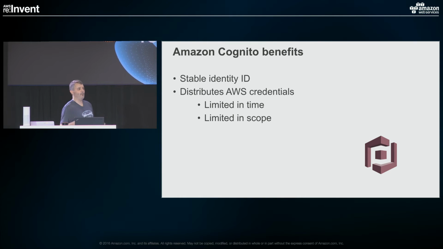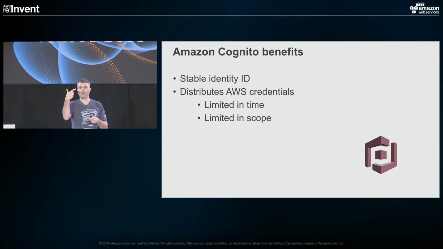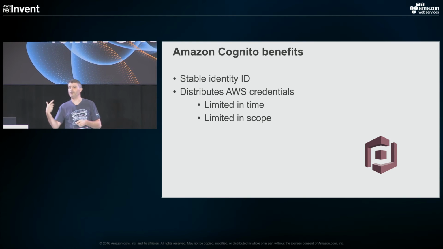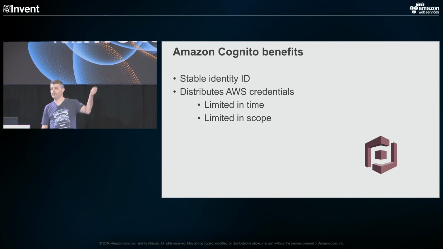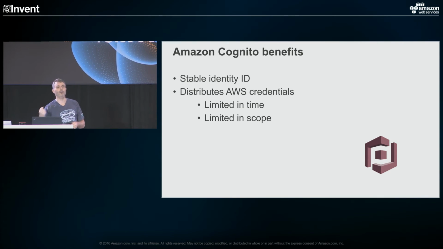Benefits of that, you have a stable identity, because one of the services that Cognito can do is to give you a common user ID. So whatever your OAuth token, login with Facebook, login with Google, login with Amazon, you receive a Cognito user ID and it will always be the same.